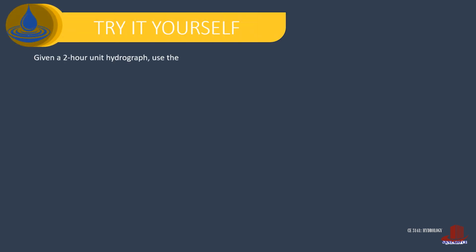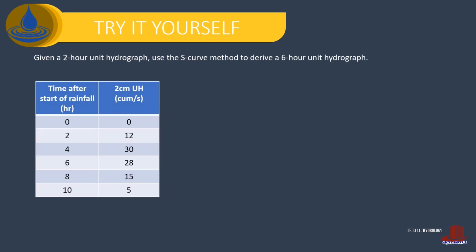For your practice, a 2-hour unit hydrograph is provided and you are to derive a 6-hour unit hydrograph. Follow the process and if done properly, you should have a peak discharge at T8 of 24.3 cumecs per centimeter. Good luck!